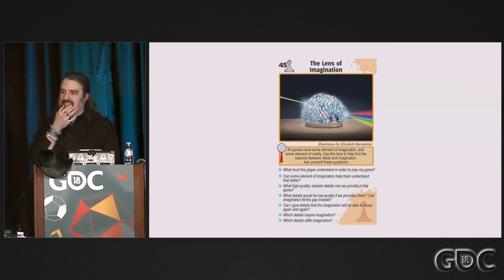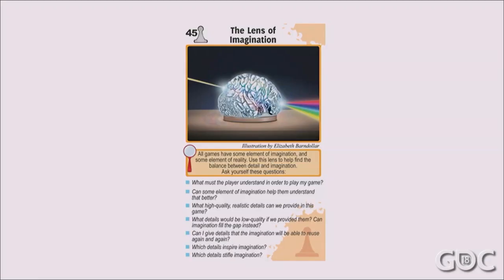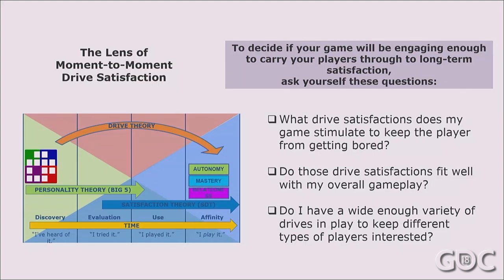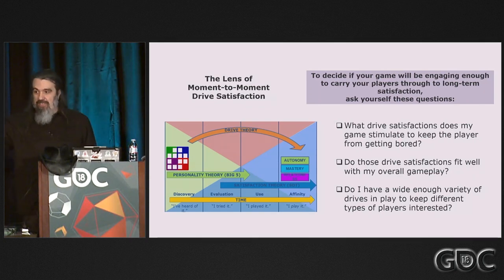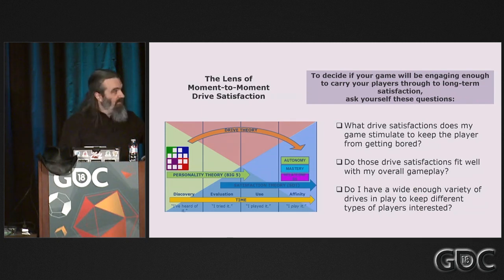First thing I want to do is, you're familiar with Jesse Schell's Lenses, the Book of Lenses? If you haven't, you should read that thing. Jesse Schell, read the thing. I want to give you a new lens, the lens of moment-to-moment drive satisfaction. I want you to think about these questions. I want you to ask yourself, as you're designing the game, are you providing your player enough variation and enough second-to-second drive satisfaction to carry the player from initial taste to satisfaction? This is one takeaway that I want you to have.